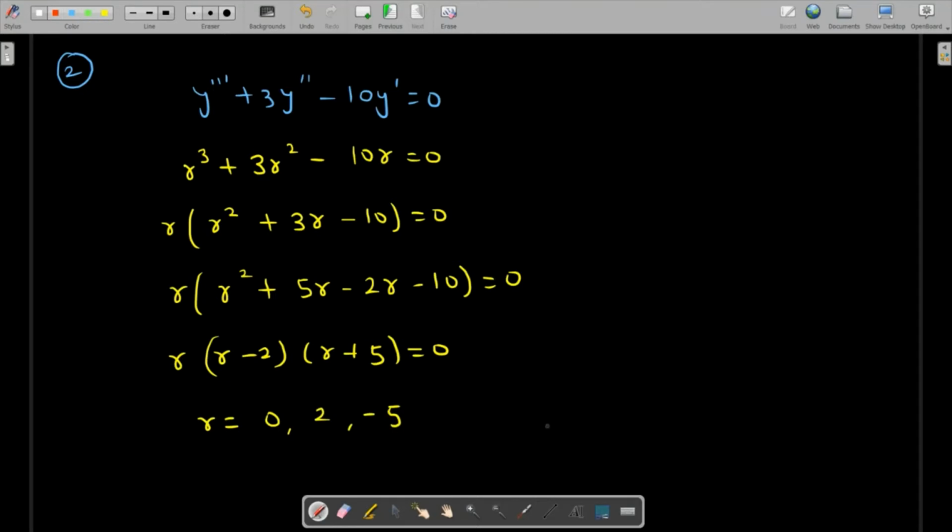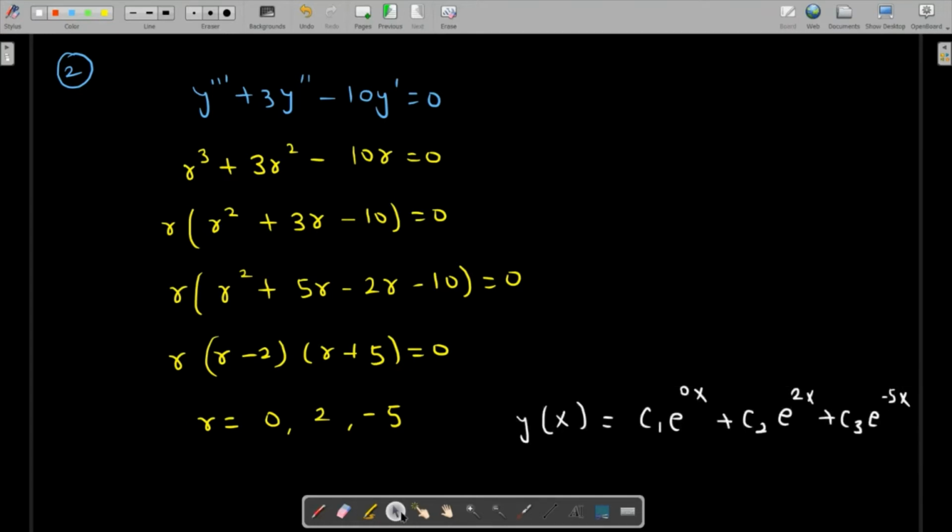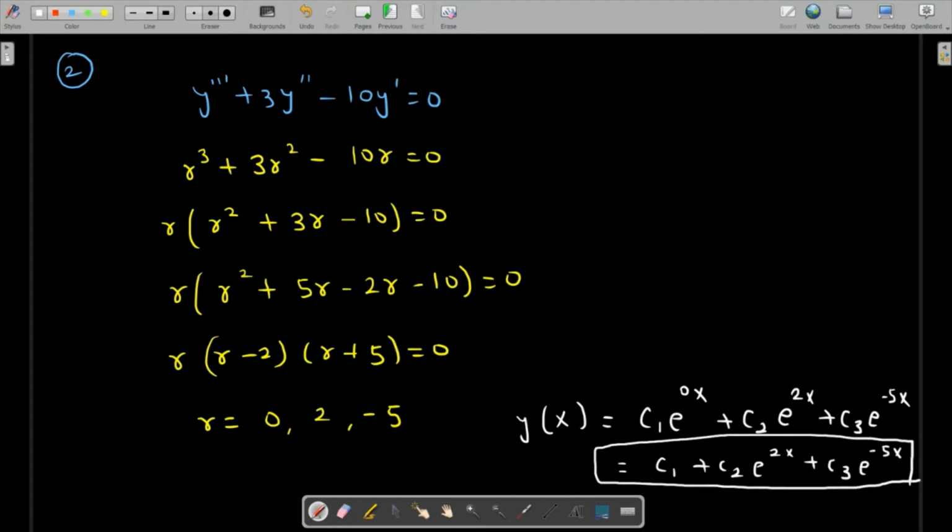y as a function of x is C1 e raised to the power 0x plus C2 e raised to the power 2x plus C3 e raised to the power −5x. Let's shift this a little bit over to the left. So that's going to finally look like, since e raised to the power 0 is nothing but 1, C1 + C2 e^(2x) + C3 e^(−5x). So this is the final answer.